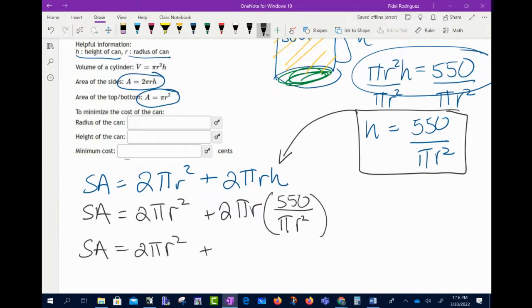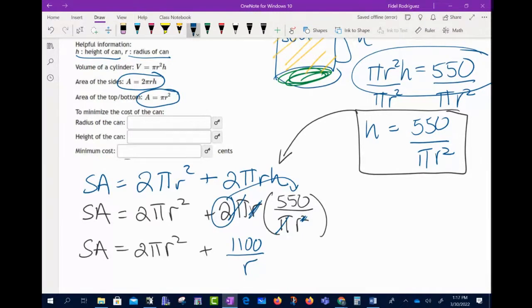Can anybody tell me on the second part of our equation, what's going to cancel out here? Yeah, so the pi's are going to go away, and this r will definitely cancel with that one right there. So what do I need to do with the 2 and the 550? Multiply. Anybody got a calculator? What's 2 times 550? 1,100. Thank you very much. 1,100 over an r.